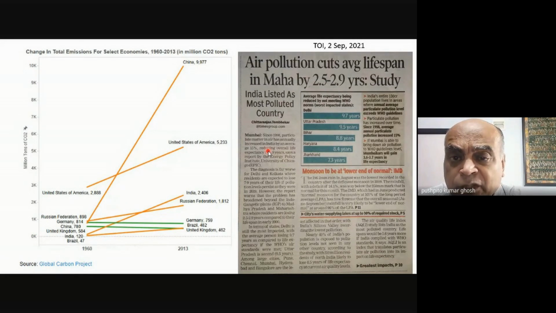But we must remember the dark side. The dark side is that we will increasingly become more and more polluted as a country, and we'll continue to be the most polluted country.